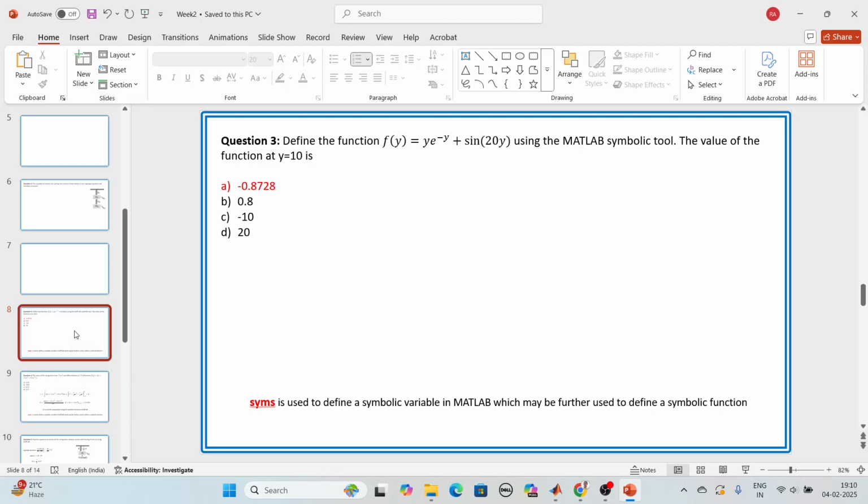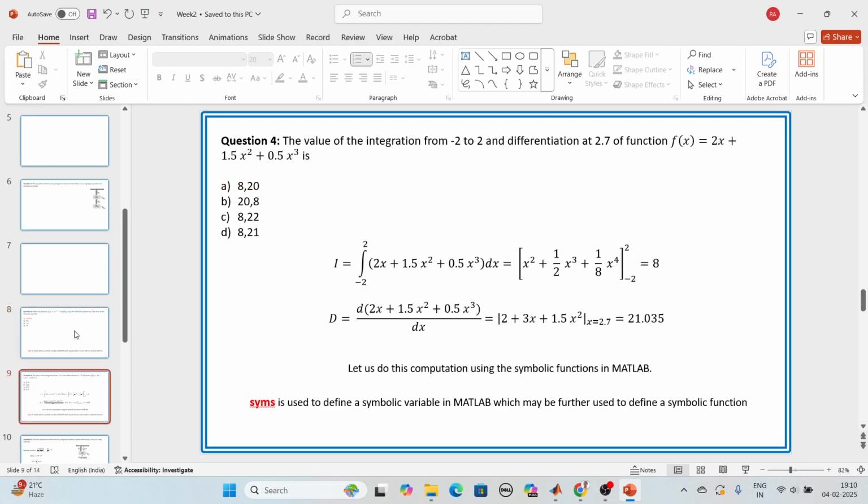Okay. Now, coming on to question number 4. Question number 4 says that I have a function f of x, which is a polynomial function, and I have to evaluate the value of integration as well as the differentiation. Now this is a very simple equation, and I have evaluated its integration from -2 to 2, and it is coming out to be 8, and I have also evaluated the value of the differentiation at x equals 2.7, and it comes out to be this.